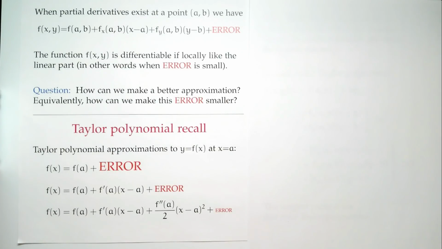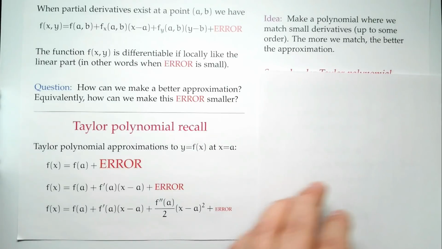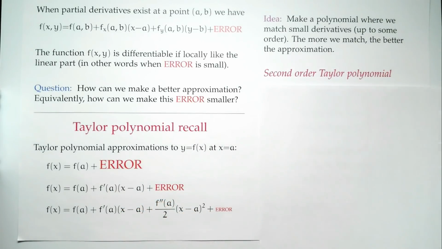This is all we need. All right, so what are we going to do? Well, we're going to do something really similar, which is we're going to say, look, let's make up a multivariable polynomial function, and our goal is to match the small derivatives. In particular, we're going to match it all the way up to the second order derivatives. And we call it the second order Taylor polynomial.